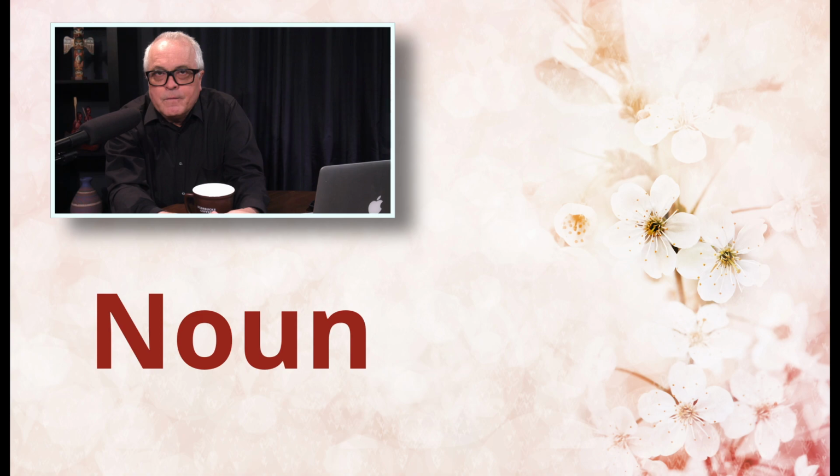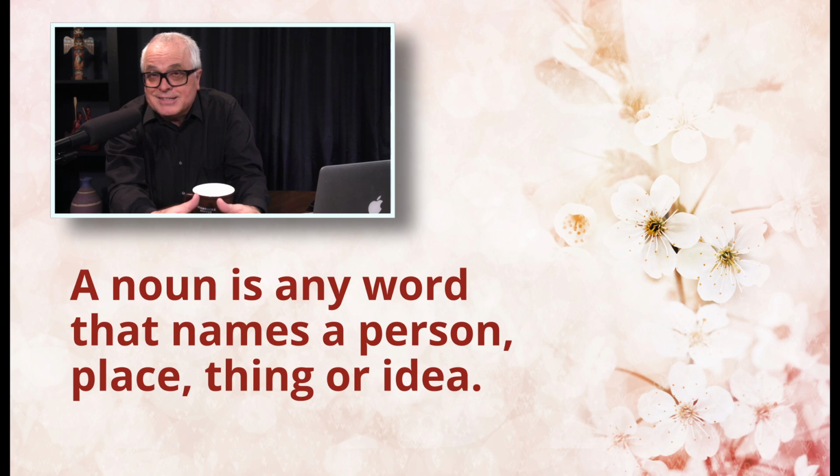The next English grammar term that we should learn is noun. What is a noun? A noun is any word that names a person, place, a thing, or an idea. Now, there are two types of nouns. There are proper nouns and common nouns. And you should know the difference between the two. A proper noun and a common noun.